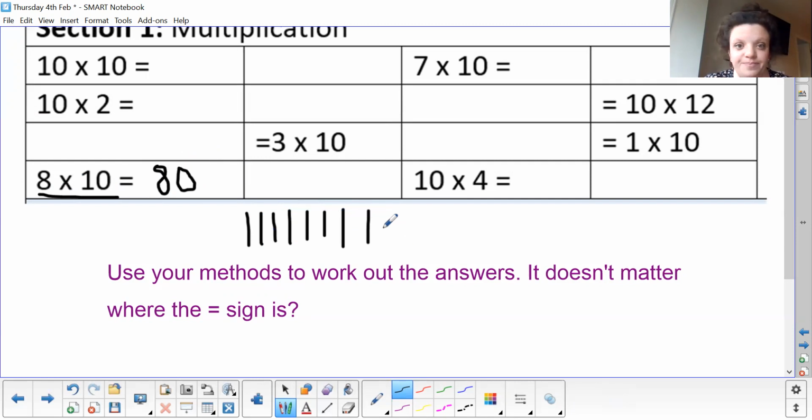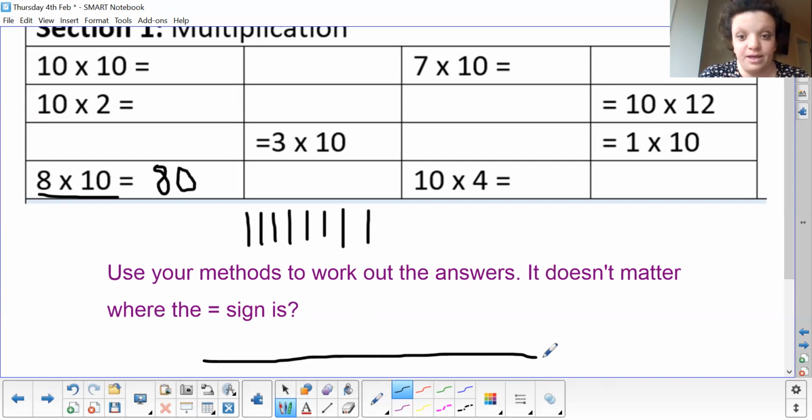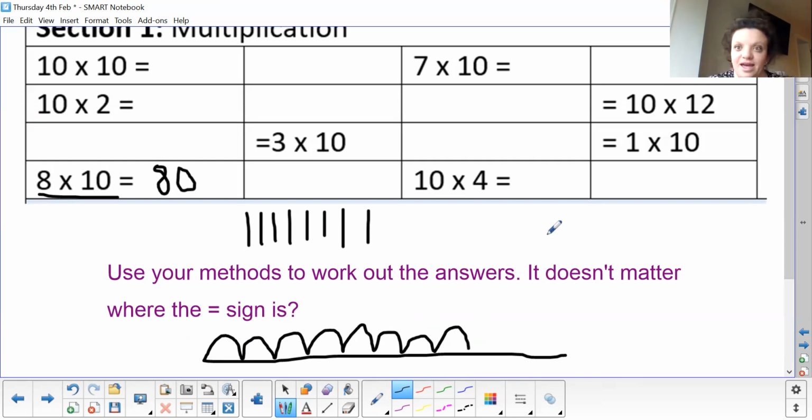That's absolutely fine. The other way we can do it is we can get 8 fingers. That's our 8 groups. And we can count them in tens. 10, 20, 30, 40, 50, 60, 70, 80. Again, the same answer. Or we could draw a number line. You'd obviously use a ruler. And we can draw 8 groups of 10. So that's 1 group, 10, 2 groups, 20, 3 groups, 30, 4 groups, 40, 5 groups, 50, 6 groups, 60, 7 groups, 70, 8 groups, 80. So our answer is 80.